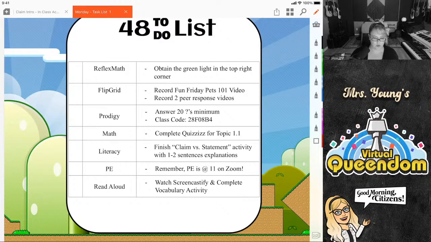So today's going to be fun. It's a nice interactive day. We're going to kick things off with claim by looking at the difference between claim and statement. It should be pretty fun.